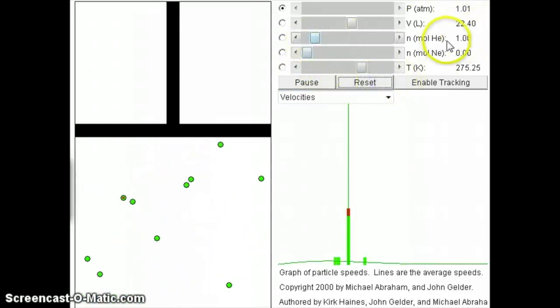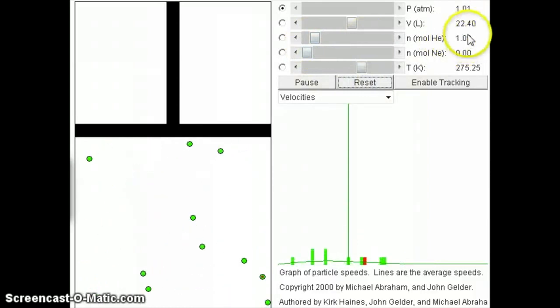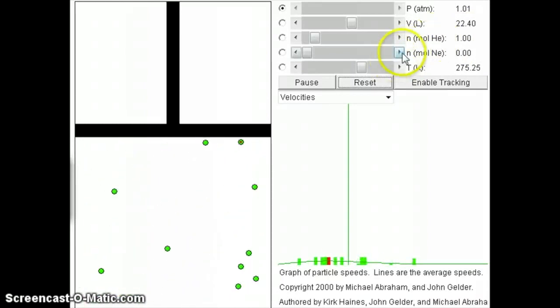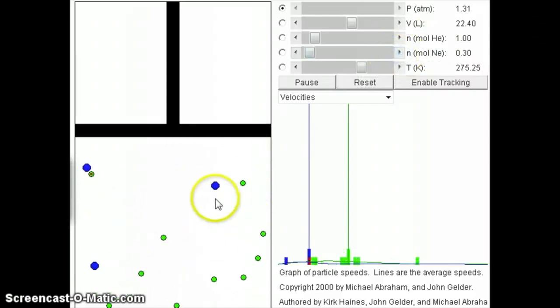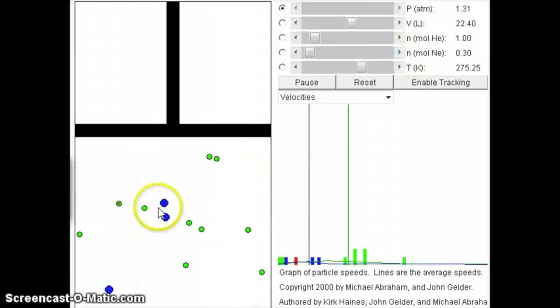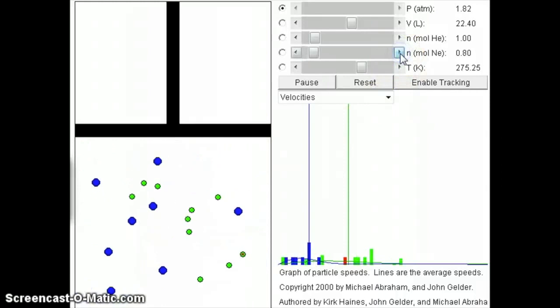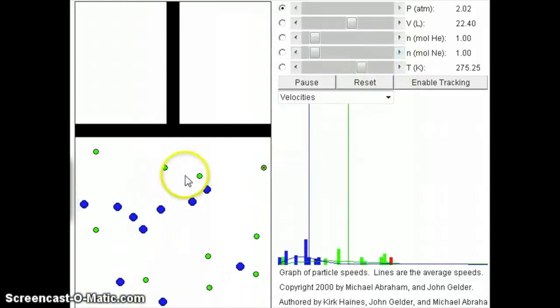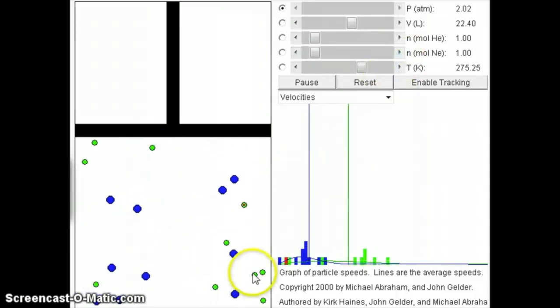Reset that. Instead of adding 2 moles of helium, I'm going to add 1 mole of helium and then 1 mole of neon. Now neon is a bigger gas. We know that because the molar mass of neon is about 20, and the molar mass of helium is about 4. So I'm going to add the neon in. Neon are these bigger blue circles. I'm going to add exactly 1 mole of neon to this. So now you see both neon and helium are present.